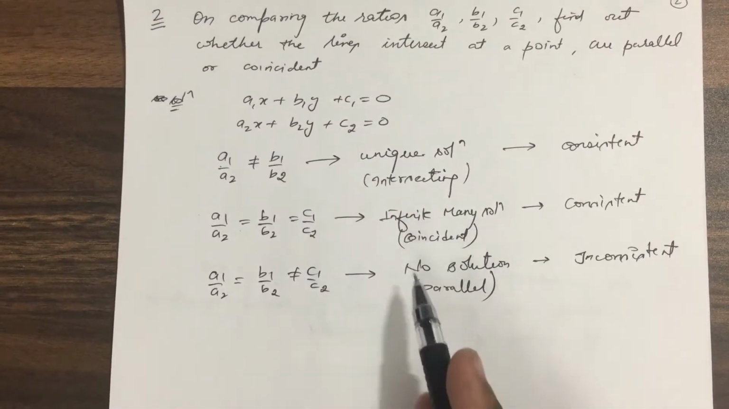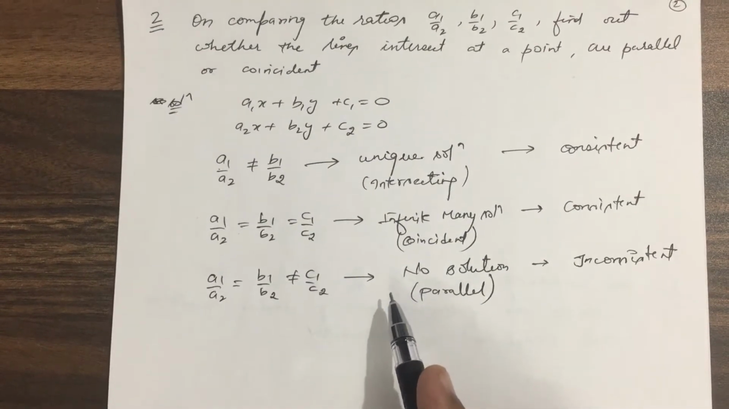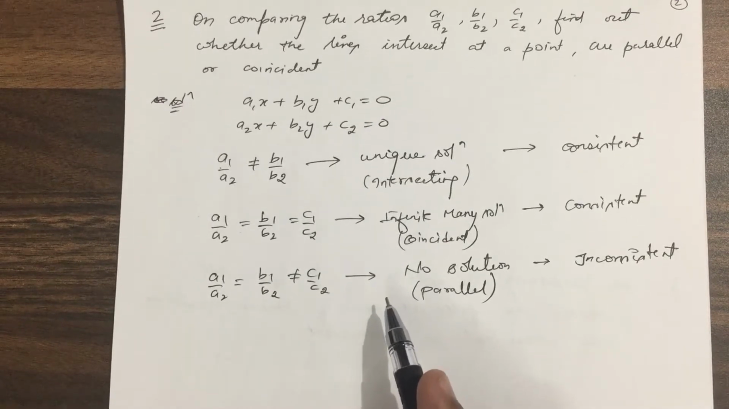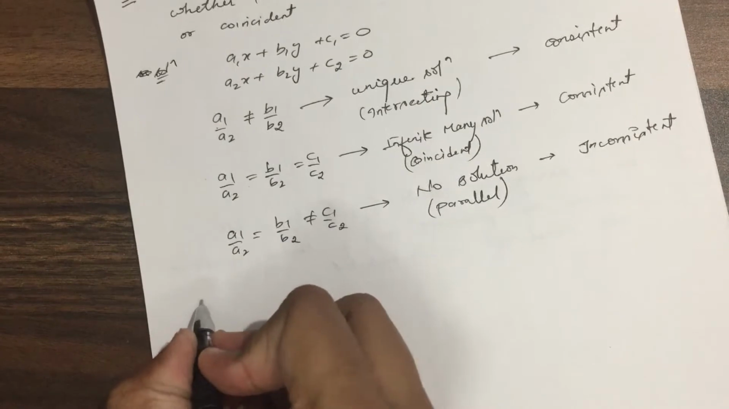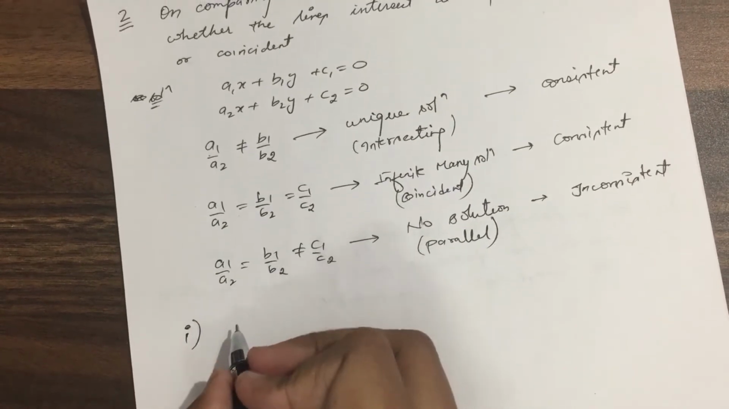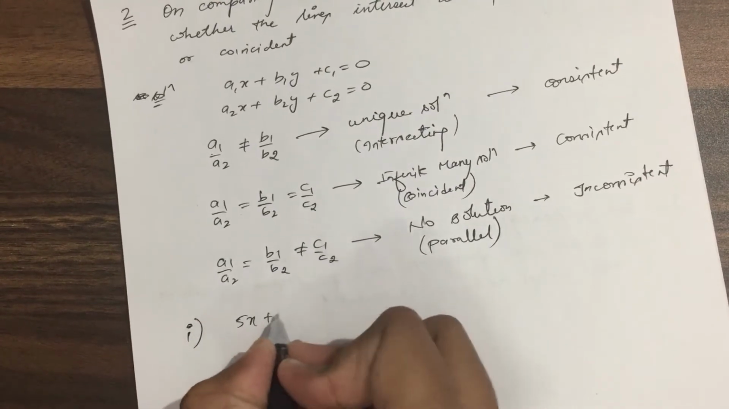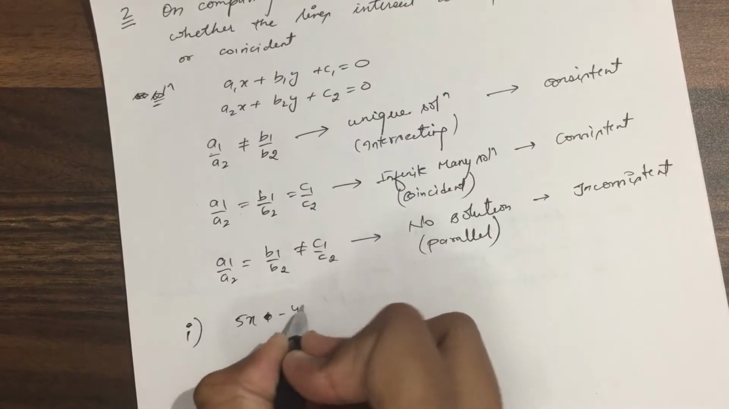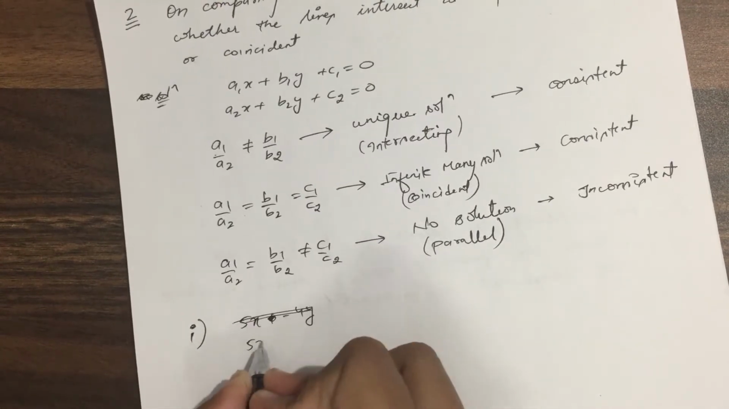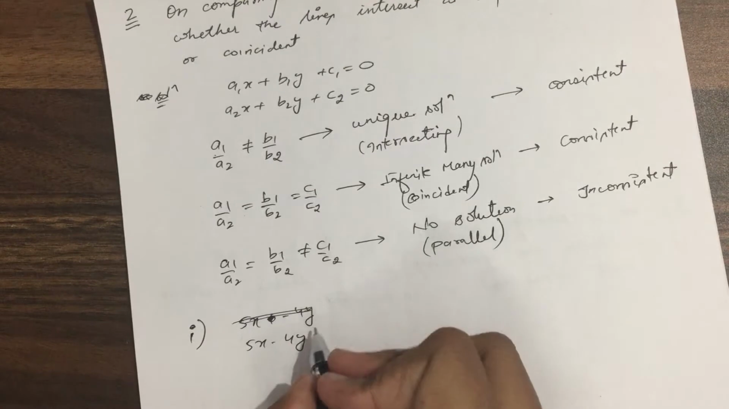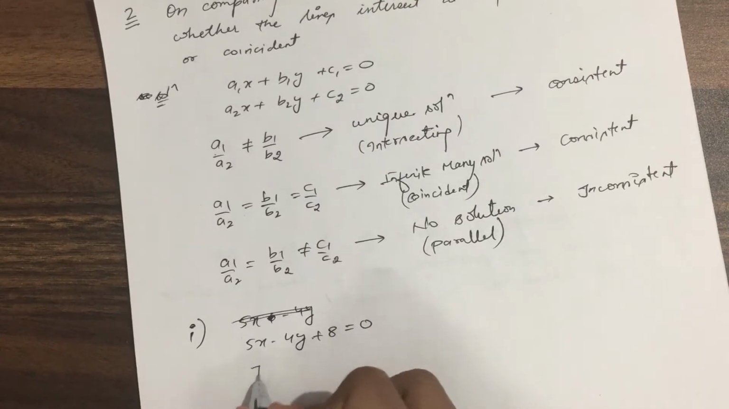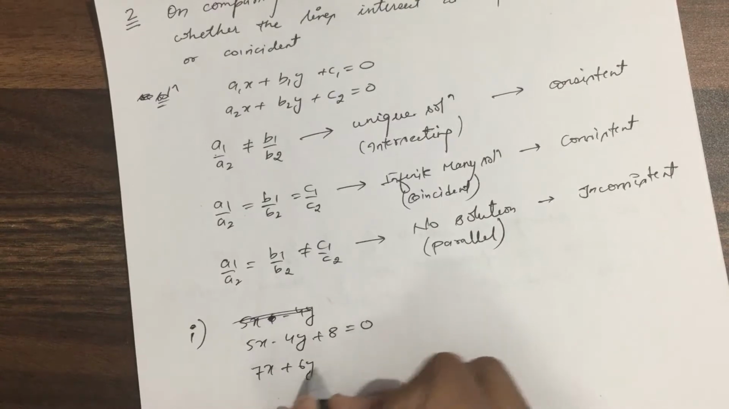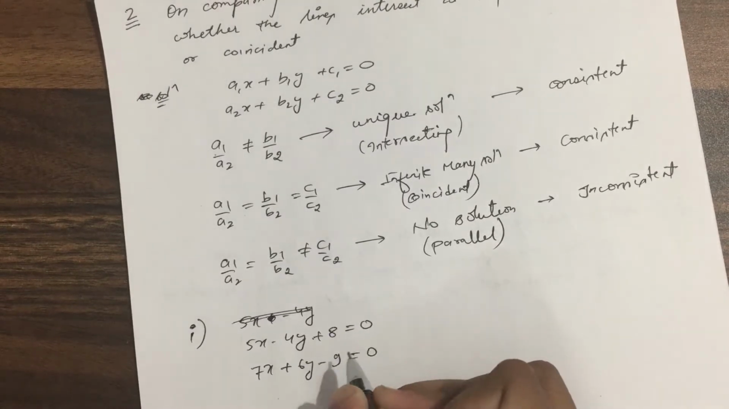So this is the basic concept which we will use in question number second and third. Okay, let us take first part of question second. The first pair of equations is 5x minus 4y plus 8 equal to 0, and the second one is 7x plus 6y minus 9 equal to 0.